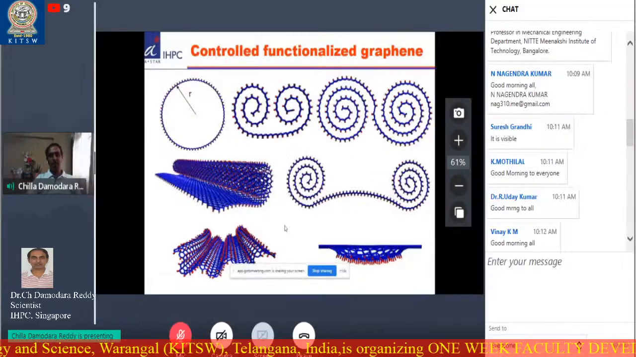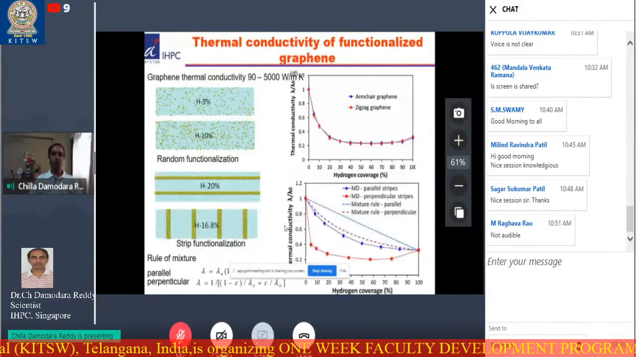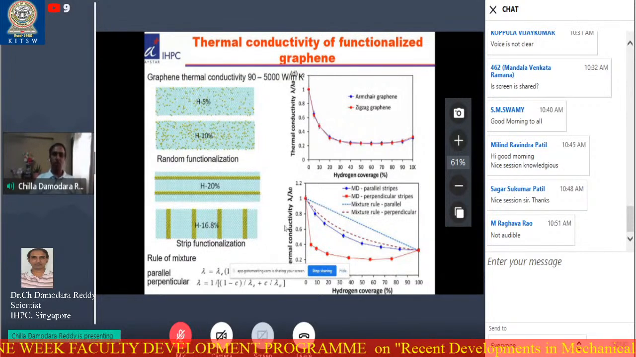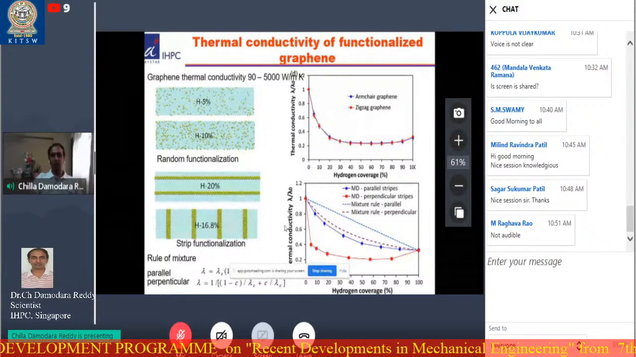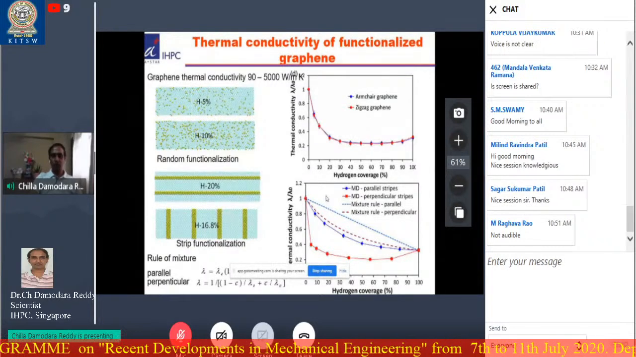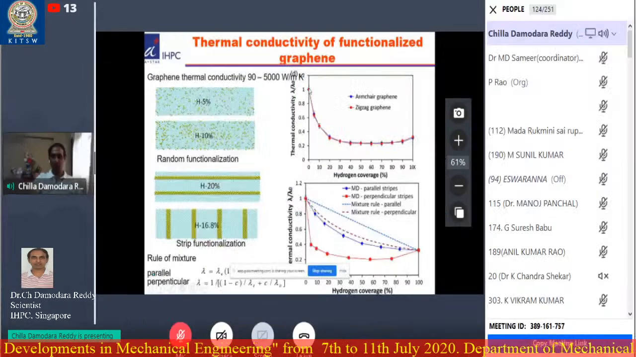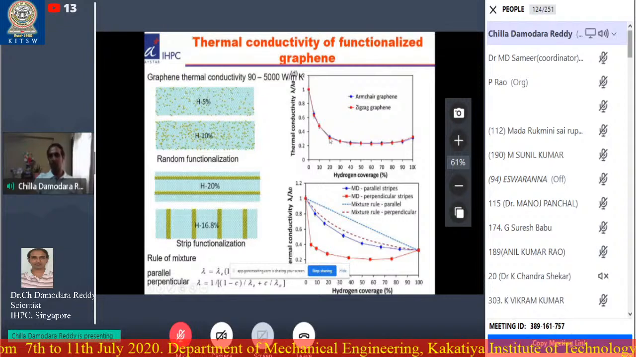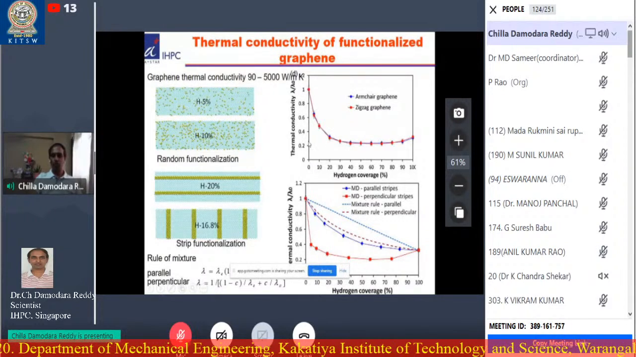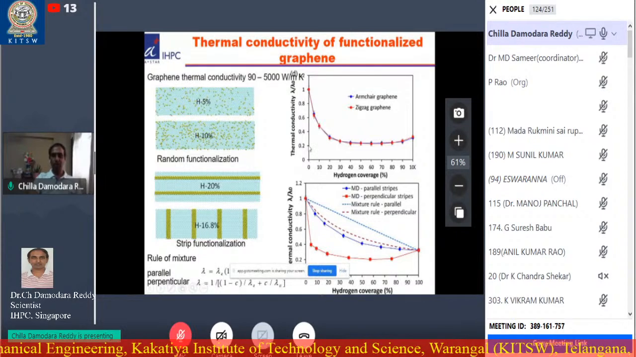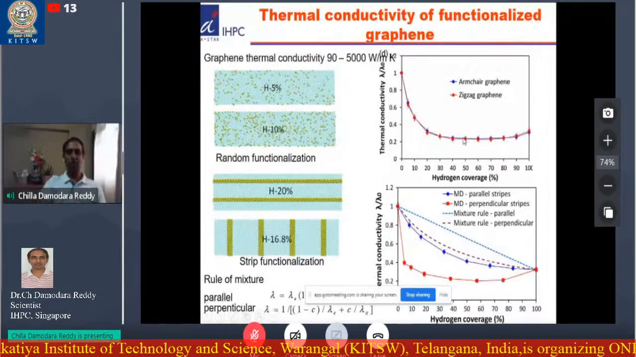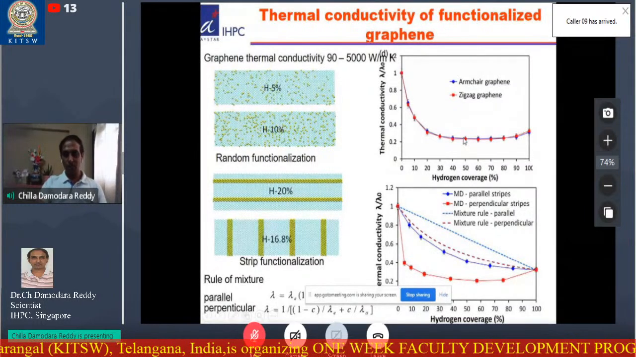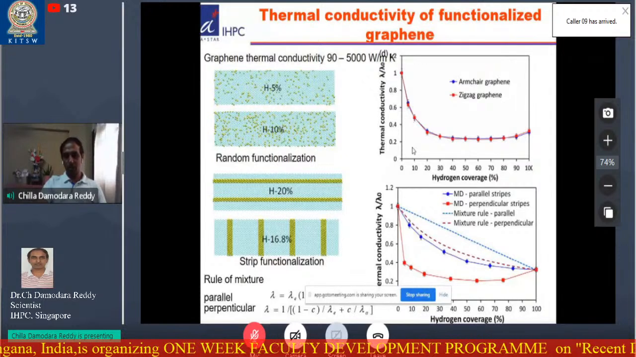And if you do any chemical functionalization of these structures, the properties are affected a lot. Suppose we take the thermal conductivity of graphene. If it is pure graphene, it has much higher thermal conductivity. If you have a 10% or 20% contamination, the thermal conductivity reduces to almost 0.2 as compared to graphene. That means only 20% it will conduct, and 80% it won't conduct the heat.